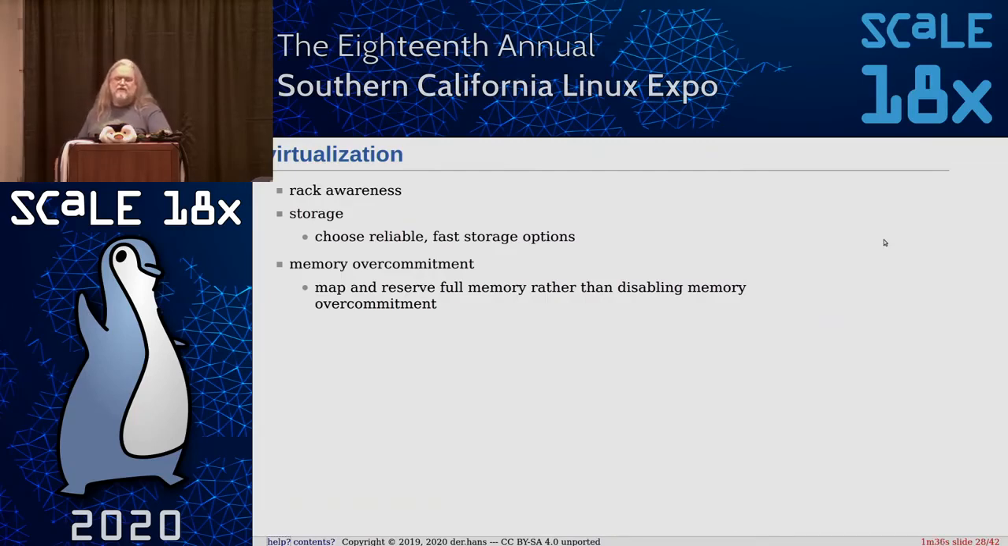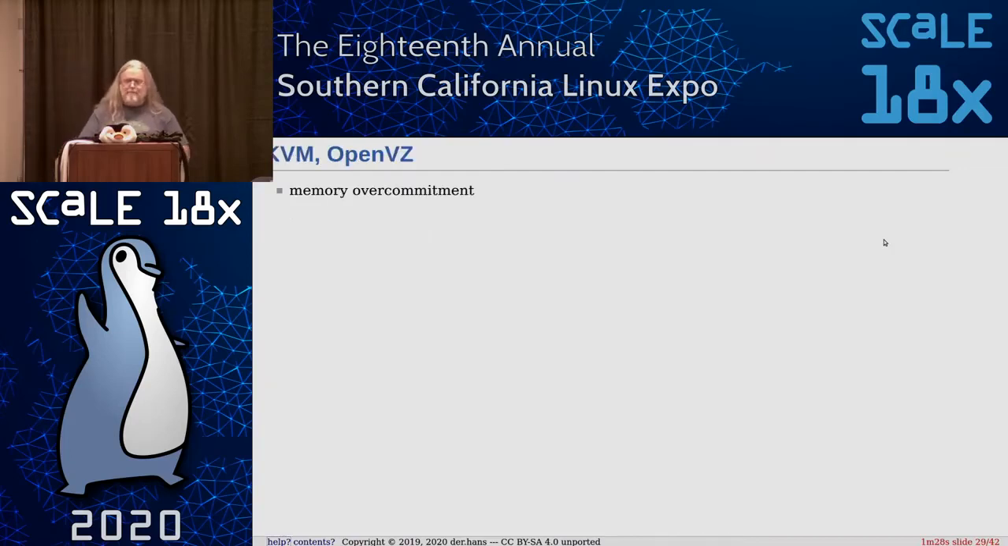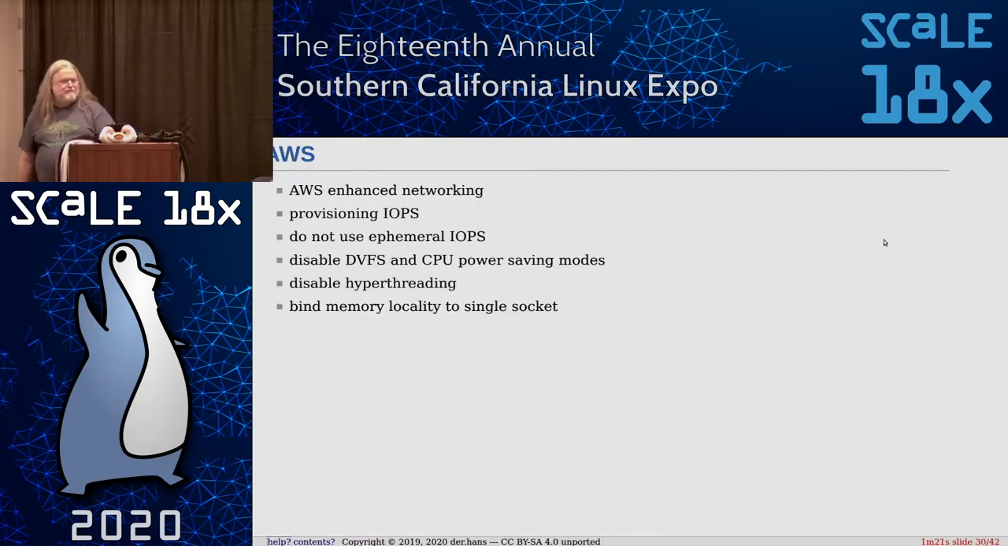But what you can do is go through and map and reserve all that memory so that you have it. Like the airline example, those 200 seats are ours. Don't sell 30 more, right? We can go through and do that. So KVM and OpenVZ handle the memory overcommitment.